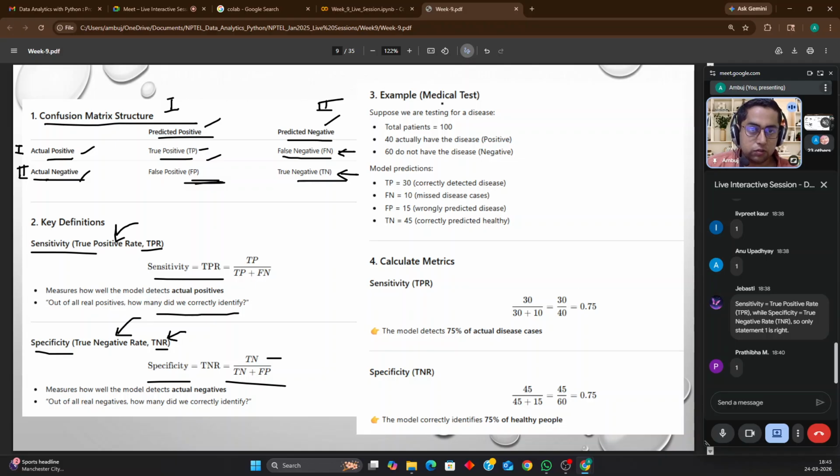For example, in the case of a medical test, the total number of patients is 100. 40 actually have the disease.